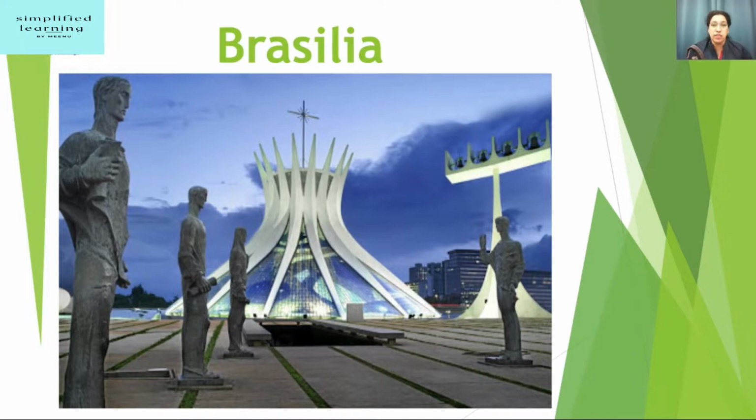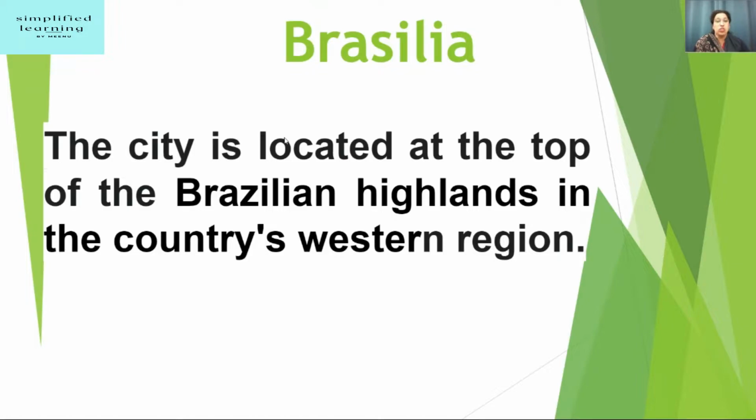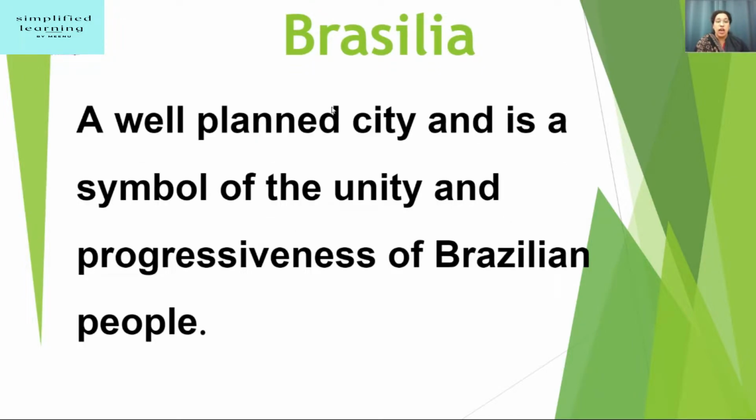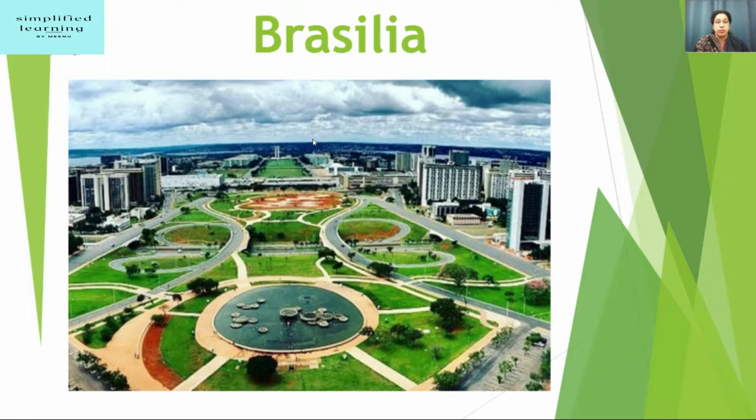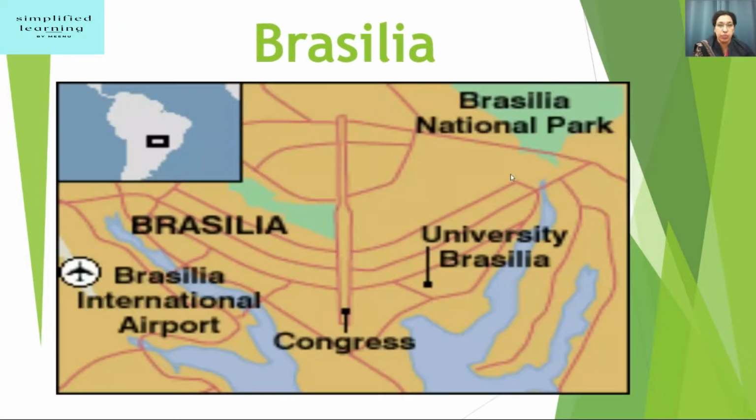It is the only 20th century built city given a designation by UNESCO as one of the World Cultural Heritage Sites. The city is located at the top of the Brazilian highlands in the country's western region. A well-planned city, it is a symbol of the unity and progressiveness of the Brazilian people. Brasilia is in the UNESCO World Heritage List due to its architecture. On April 22, 1960, it formally became Brazil's national capital. Viewed from above, the main portion of the city resembles an aircraft or a butterfly. The city is commonly referred to as Capital Federal.